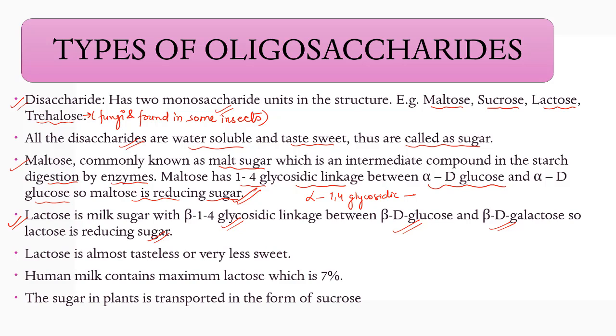Okay, lactose is almost tasteless or very less sweet. Human milk contains the maximum lactose, which is around 7%. The sugar in plants is transported in the form of sucrose. Okay, do you know about the Munch flow hypothesis?